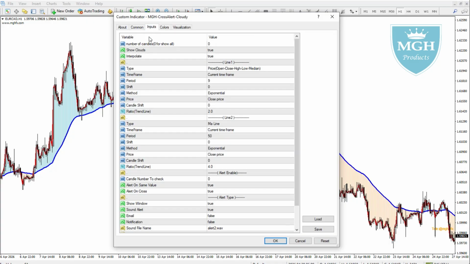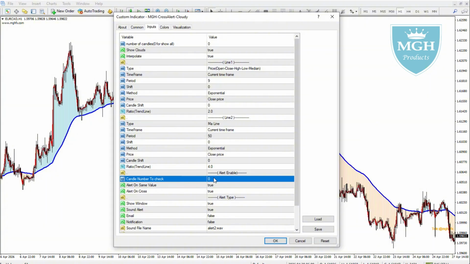Now let's talk about one important setting before the scenarios. Candle number to check. When set to 1, the indicator checks the previous closed candle. This means the alert fires only after the candle has fully closed. This is the safer option. You get a confirmed signal, no repainting. When set to 0, the indicator checks the current live candle, the one still forming. This gives you a real-time alert the moment the two lines cross, even before the candle closes.